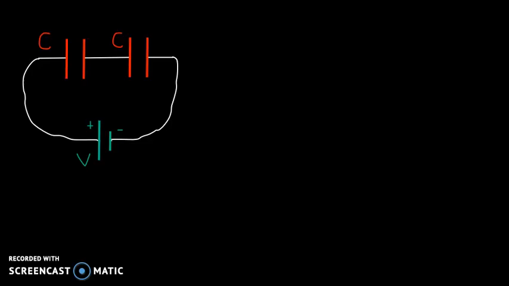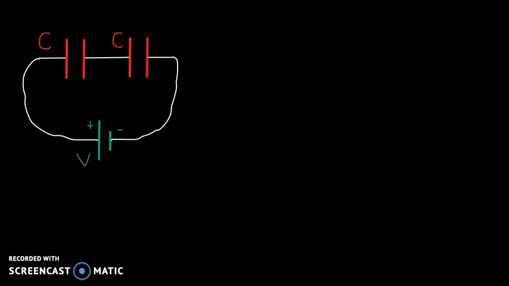We have two identical capacitors of capacitance C connected in series to a battery of voltage V. Right now there's some potential energy stored in our system.